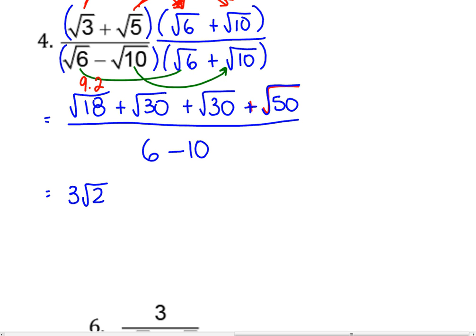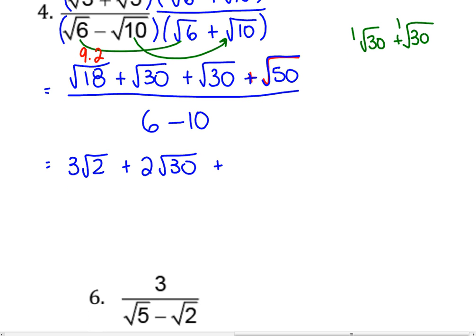Root 30 plus root 30. No, not root 60. That's a common mistake. What's the coefficients if you don't see them? 1. 2 root 30. There we go. Plus 50 we can write as 25 times 2 or 5 root 2, all divided by negative 4.